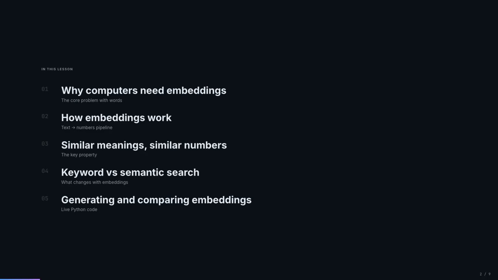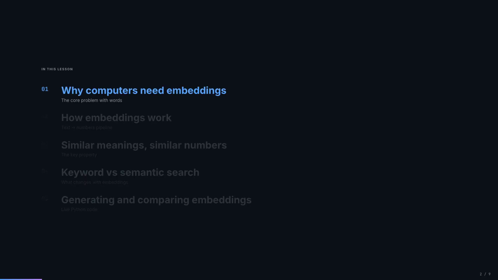Here is what we will cover in this lesson. First, why computers need embeddings, the core problem with words. Then, how embeddings work, walking through the full pipeline from text to numbers. Next, similar meanings, similar numbers, the single most important property of embeddings. After that, keyword versus semantic search, and what changes when you use embeddings. Finally, generating and comparing embeddings with live Python code.